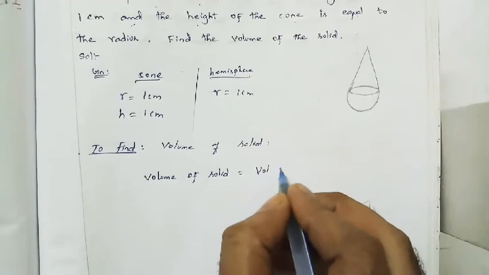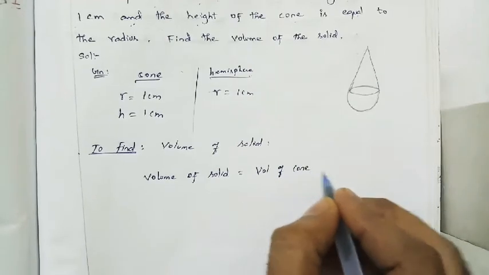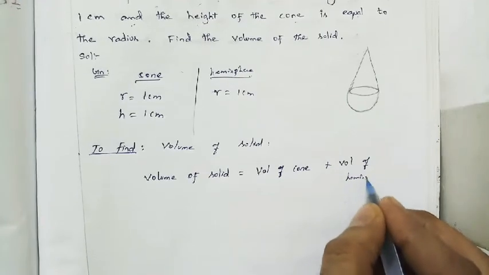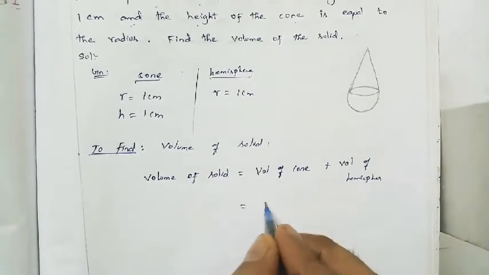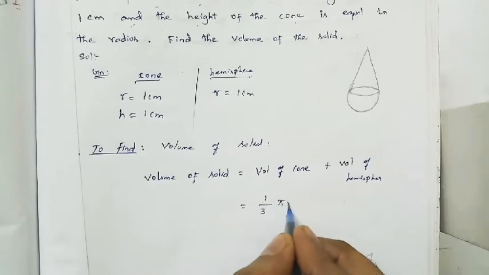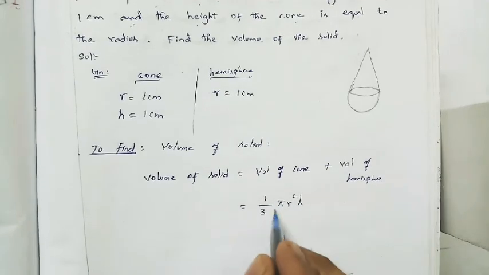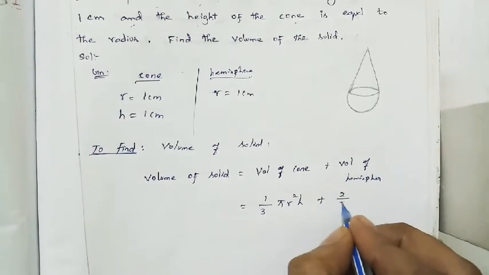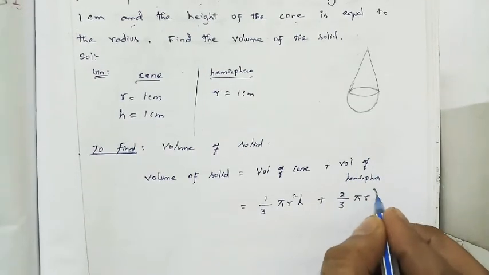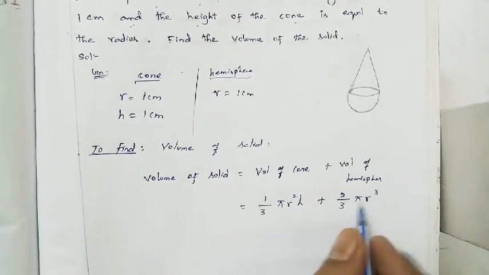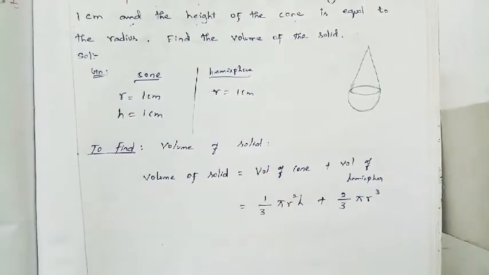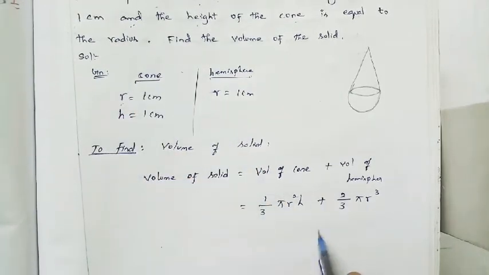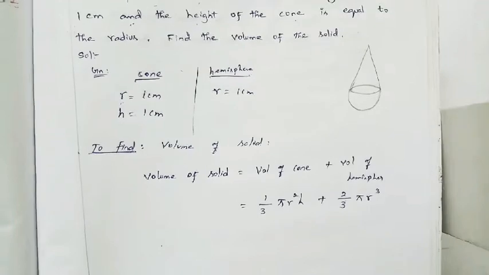So the volume of cone plus the volume of hemisphere. What is the formula for the volume of a cone? 1 by 3 pi r square h, plus the volume of a hemisphere, which is 2 by 3 pi r cube. Here I am using the same r because both radii are the same. If we are having different radii, we have to differentiate them, R1, R2, likewise.